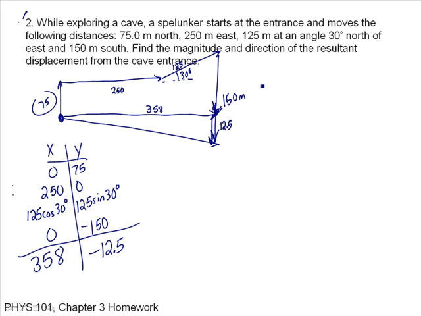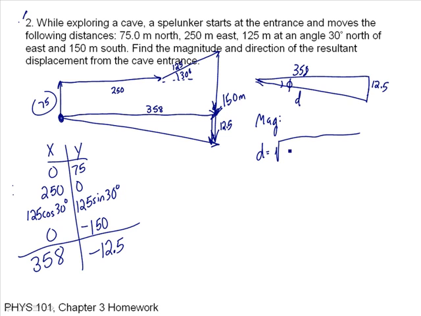So now I have this triangle, 358, 12.5 are the legs. I want to know the length of the hypotenuse, and I want to know this angle. I'll call it phi. So first, to find the magnitude, I'll just call it d. D is equal to the square root of 358 squared plus 12.5 squared. The 358 dominates, so it's 358 meters, but I really don't want to keep 3 sig figs, so I'll just list it as 360 meters.